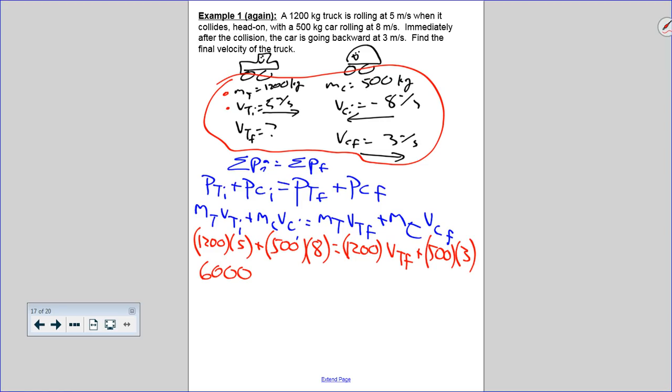Oh, I forgot a negative sign, didn't I? I'll do it here in green so it stands out. This was supposed to be negative velocity. I forgot to put it here. Okay?